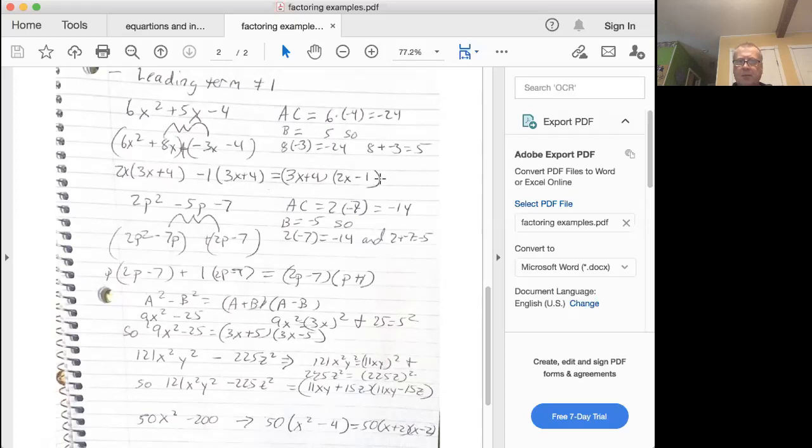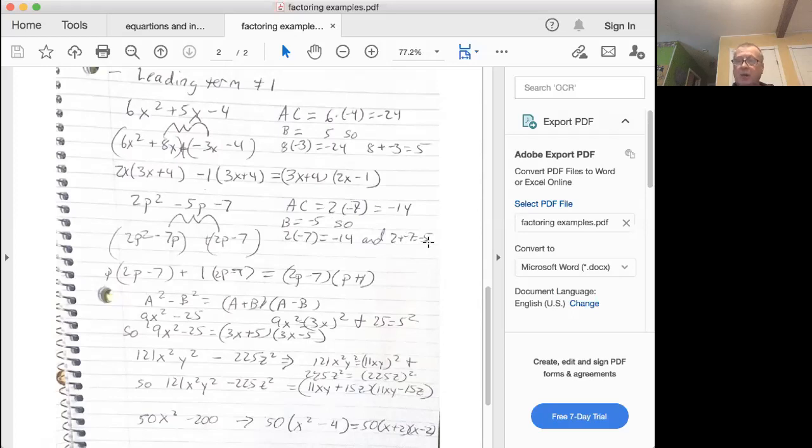So now it's factored. Let's suppose we have 2p squared minus 5p minus 7. So again, we're going to do the same idea. A is the leading term, c is the last term, the constant term. The middle term, b, is minus 5. So that means we need two numbers that multiply to be a times c, which is minus 14, and add up to be b, which is minus 5. So as it turns out, 2 times minus 7 does multiply out to be minus 14, and 2 plus minus 7 add up to be negative 5.